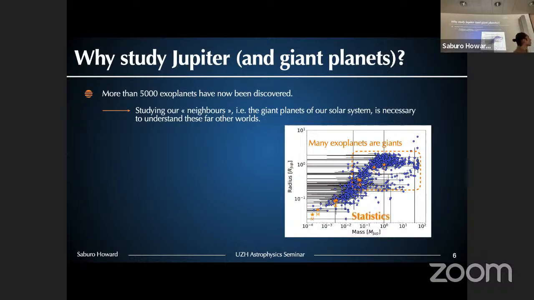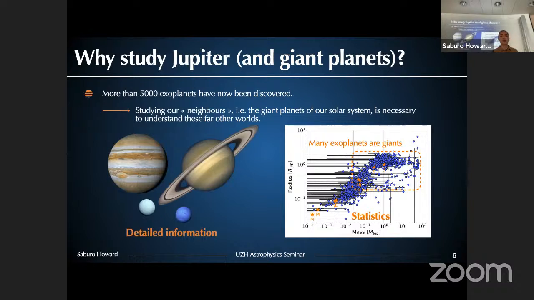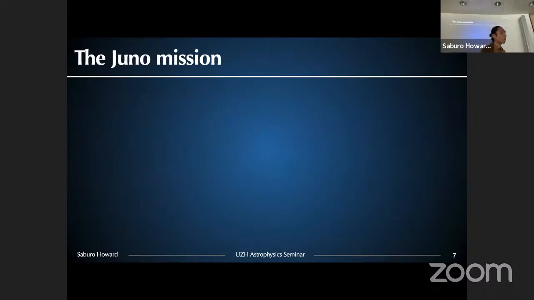So on the one hand, we have a bunch of exoplanets on which we can perform statistics. And on the other hand, we have the giant planets in our solar system on which we have very detailed information. By detailed information, I mean information about the structure and composition of their atmospheres, but also we know about their gravity field, which is very important to infer the interior of those planets. This detailed information has essentially been obtained thanks to space missions. And one of them, as I already mentioned, is the Juno mission.